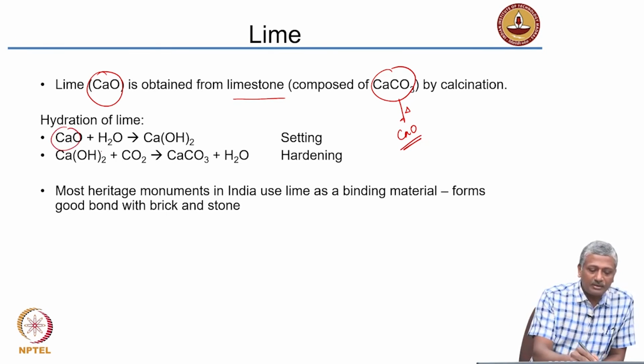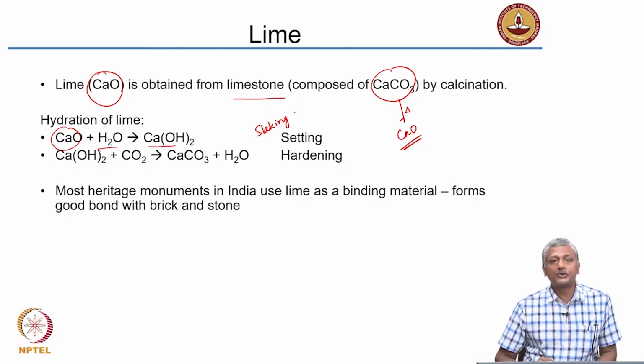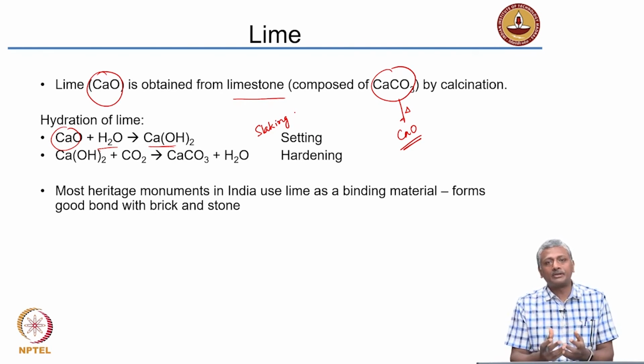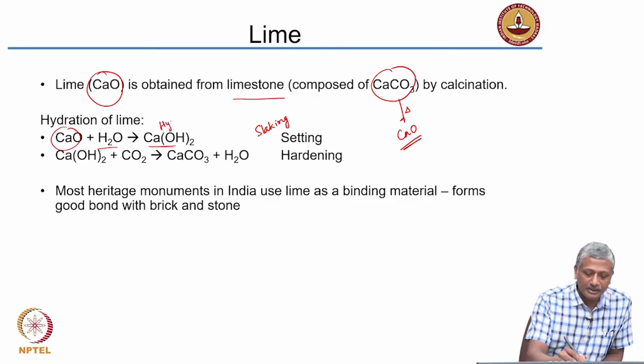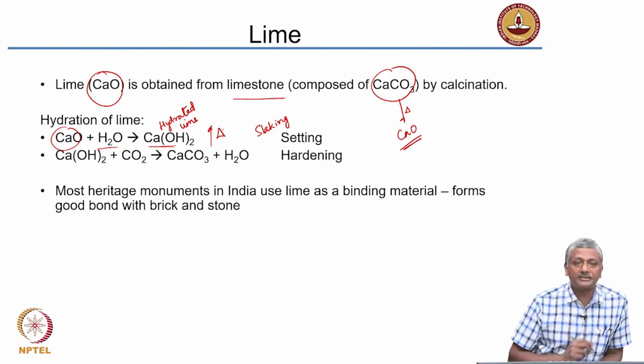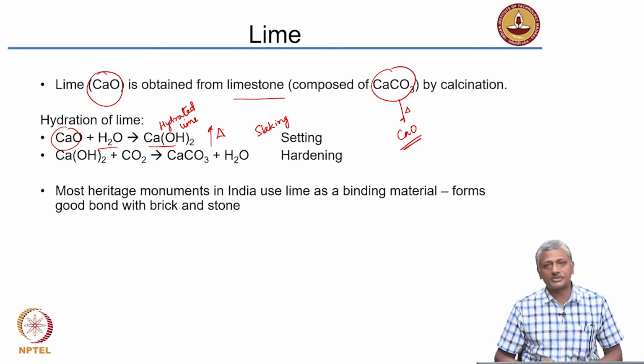This calcium oxide reacts with water and forms calcium hydroxide. This process is called setting. We also know it as slaking, right? So, the combination of lime with water results in formation of hydrated lime. This calcium hydroxide is hydrated lime, and this reaction involves a lot of heat. It's an exothermic reaction, a lot of heat is generated in this process.